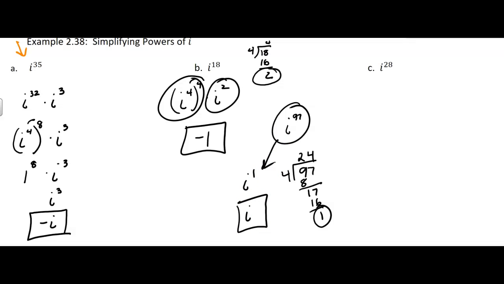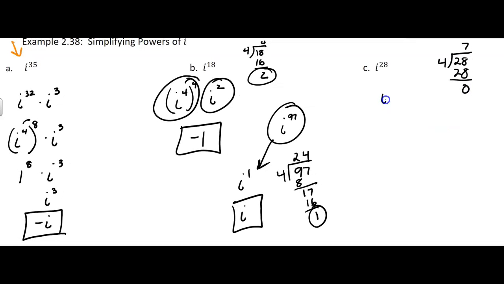Okay, now there is one little situation that throws some students sometimes. They're like, okay, I get this. I'm going to take the 28 and divide it by 4. So how many times does 4 go into 28? 7. 7 times 4 is 28. And my remainder is 0. Well, we never did i to the 0, right? But from previous knowledge of exponents, what's i to the 0? 1.